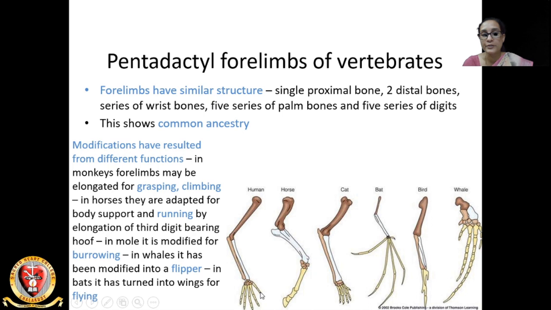But why do they look different? Because of the modifications that have resulted from the different functions these limbs perform. For example, monkeys use their forelimbs for grasping and climbing, whereas in horses it is adapted for body support and running. In moles it is modified for burrowing. In whales it has been modified into a flipper, whereas in bats it is turned into wings for flying. So because of the different modes of life and different functions these forelimbs perform, though they have a similar structure, they look a little different.